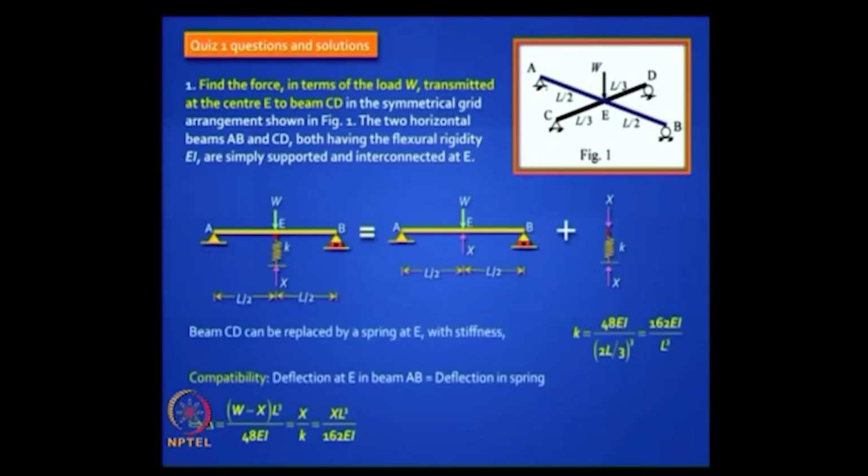So the net force acting in AB is W minus X downward, and the formula is very clear, (W minus X) the whole cube by 48 EI, and what is the deflection in the spring? It is X by K. You have already got a formula for K, so now it is quite easy to solve for X, it does not take you any time.